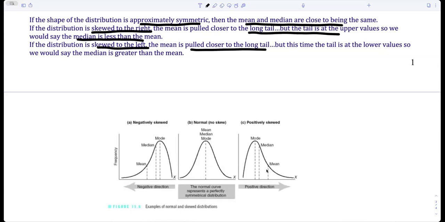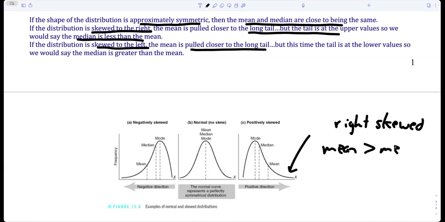Okay, so look up here at the graphs. If we have a symmetrical distribution, okay, then the mean and the median are probably close to being the same at the center. However, if we have a distribution that is right skewed, that means there is some extreme observations on the right. It is going to pull the mean towards those extreme observations. Therefore, in a right skewed distribution, the mean is going to be greater than the median.